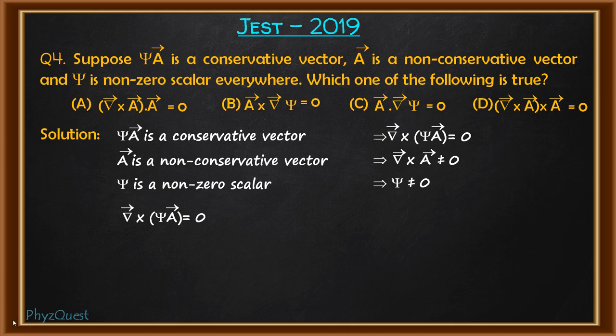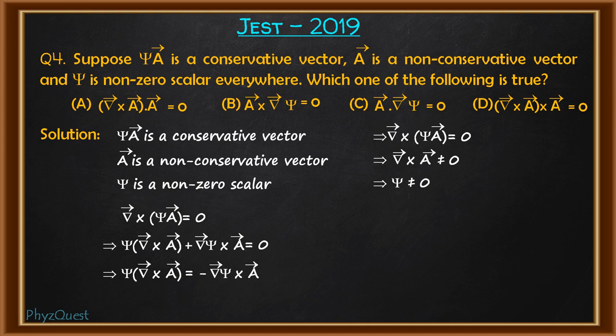So here this del cross psi A is equal to 0. Now if you expand this, this will be equal to psi into del cross A plus gradient of psi cross A. This is equal to 0. So that means if we take the second term to the other side, this will be psi del cross A is equal to minus gradient of psi cross A. Now minus gradient of psi cross A we can also write as A cross gradient of psi.